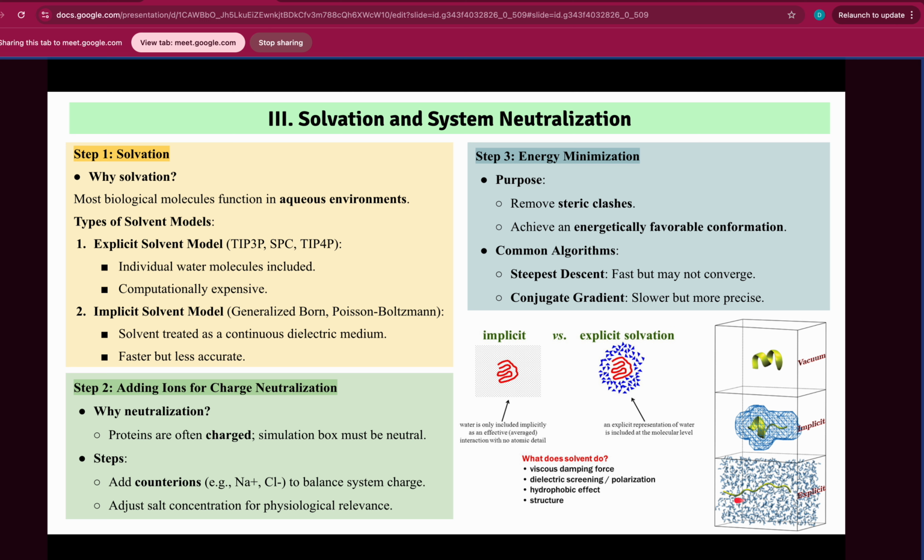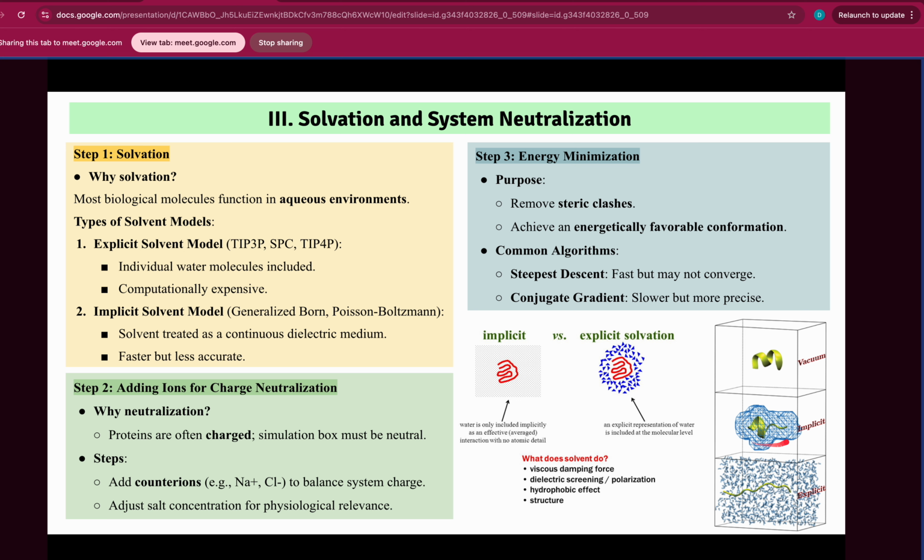As you can see here, the protein is present here and water is uniformly present throughout the system, in which each water molecule will be considered. So this is the explicit model because you are considering each water molecule, so it is expensive, and it will take time to perform different calculations. Then comes the implicit solvent model, which is based on generalized Born and also on Poisson-Boltzmann. The solvent is treated as a continuous dielectric medium, faster but less accurate.